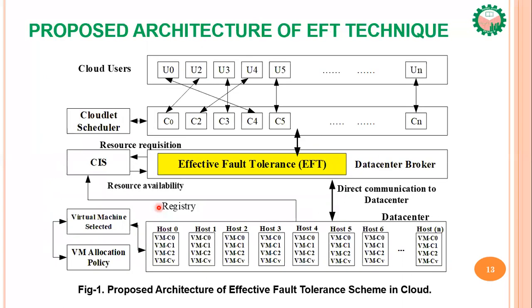This is the proposed architecture of effective fault tolerance. The cloud consists of multiple users, and every user submits multiple cloudlets to the data center broker. We have extended the data center broker to implement the effective fault tolerance technique to detect errors in any cloudlet or results. The data center broker knows the available resources from the CI table.